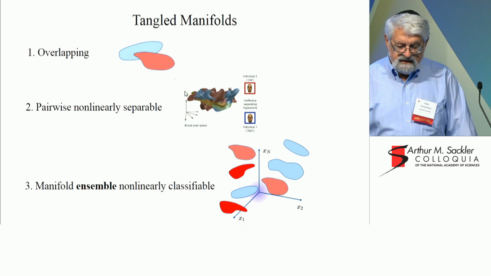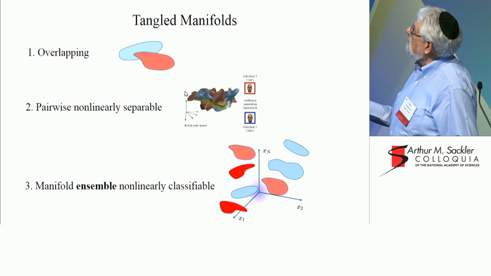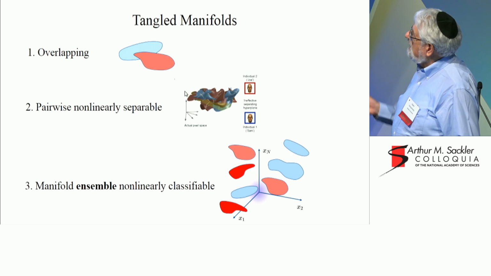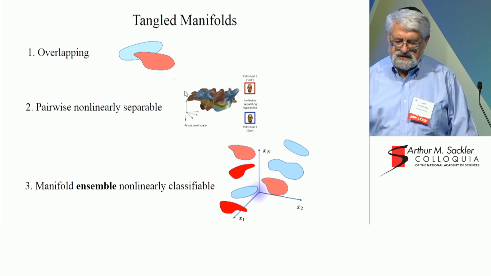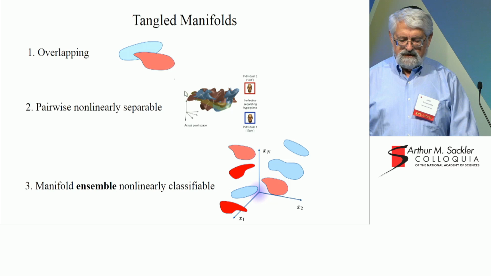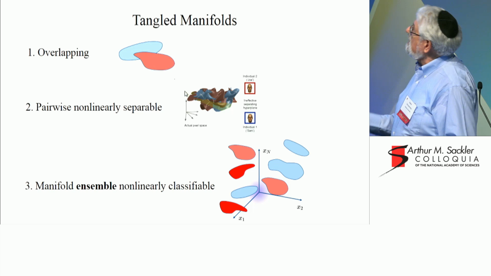And then finally, there is this option, which is that each pair of manifolds are linearly separable, but if you compare an ensemble of manifolds, then for instance, like here, that the red should be classified as plus and the blue as minus, then they are not. So it's a property of an ensemble of manifolds, whether they are linearly classifiable or not. So the question is, which one is the relevant one, which one of those options?